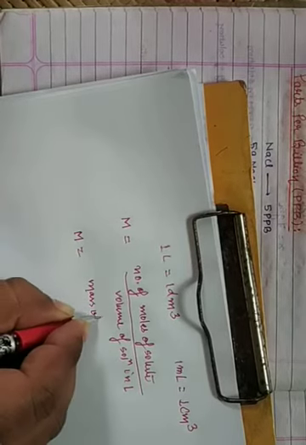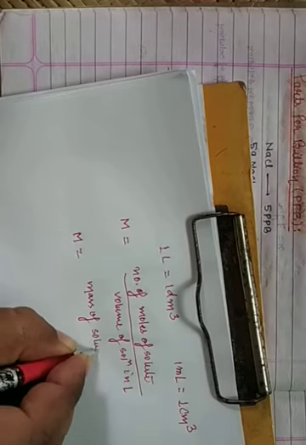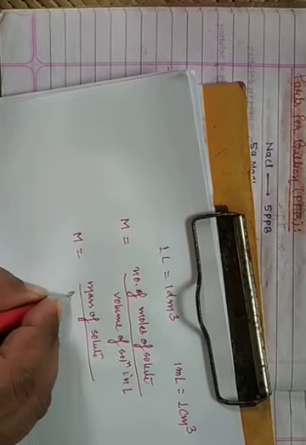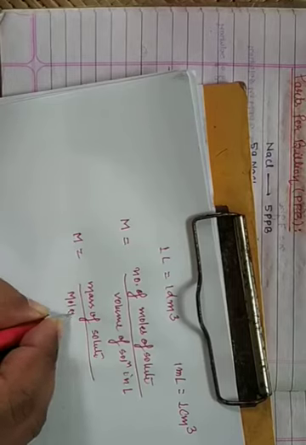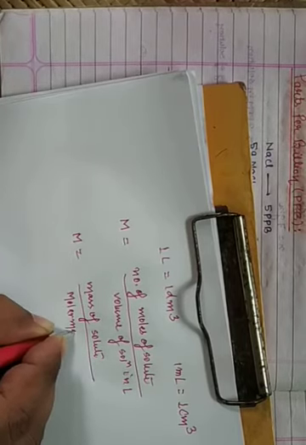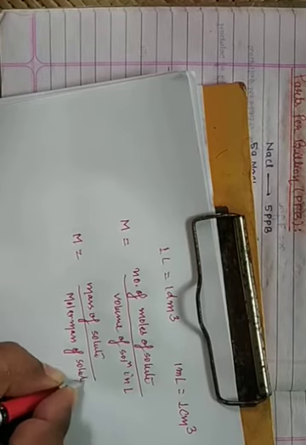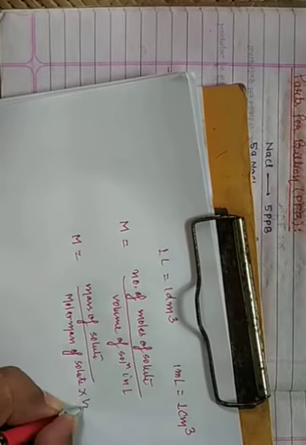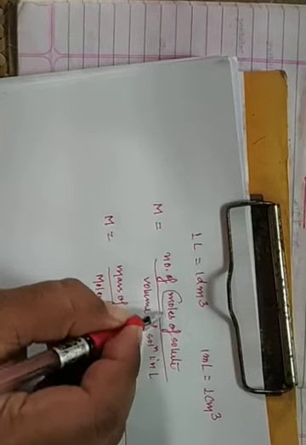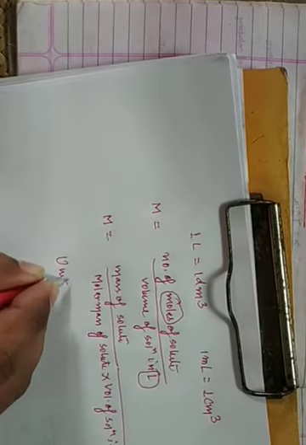Now here you know the formula of number of moles, so we can also write mass of solute upon molecular or molar mass of solute. Molar mass or molecular mass both are the same. Molar mass of solute into volume of solution in liter. Okay, clear? Now what is the unit? Just check. There is a mole and there is a liter. So the unit is mole per liter.